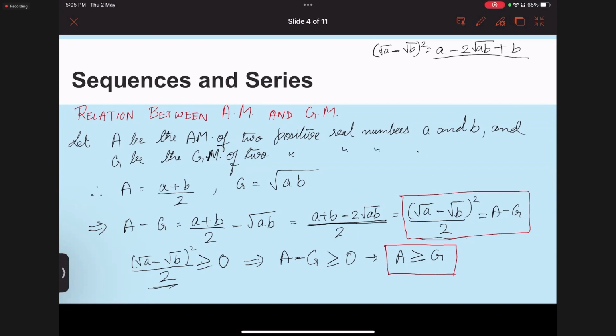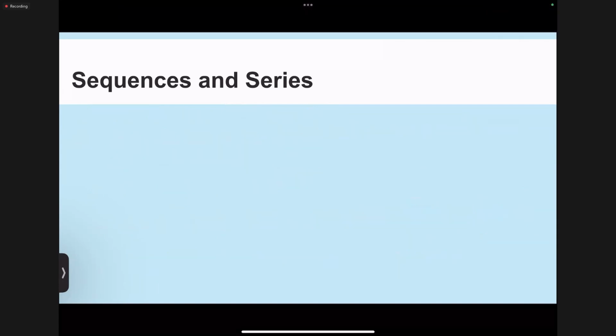Now let's see some more basics about your geometric mean, because this is something that we have seen in a new way. Arithmetic mean is something that we have been doing and we understand easily. So let's see a little more about some properties of the geometric mean.